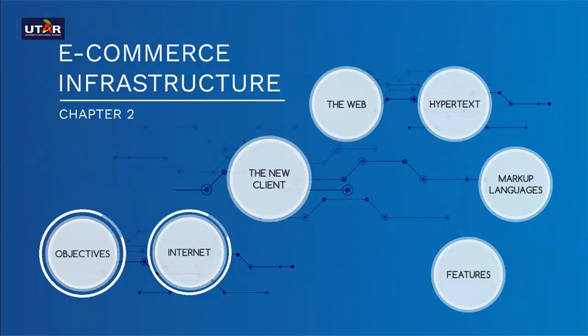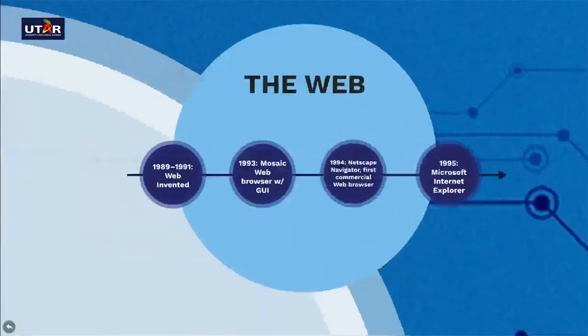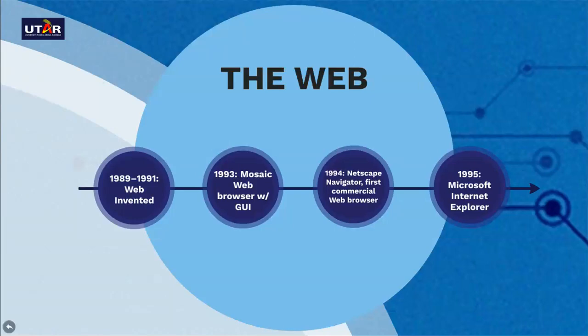So it's about the evolution of the web. From 1989 until 1991, the web was invented by Tim Berners-Lee at CERN. So some protocols and software were introduced, for example, HTML, Hypertext Markup Language, Hypertext Transfer Protocol, web server, and browser.